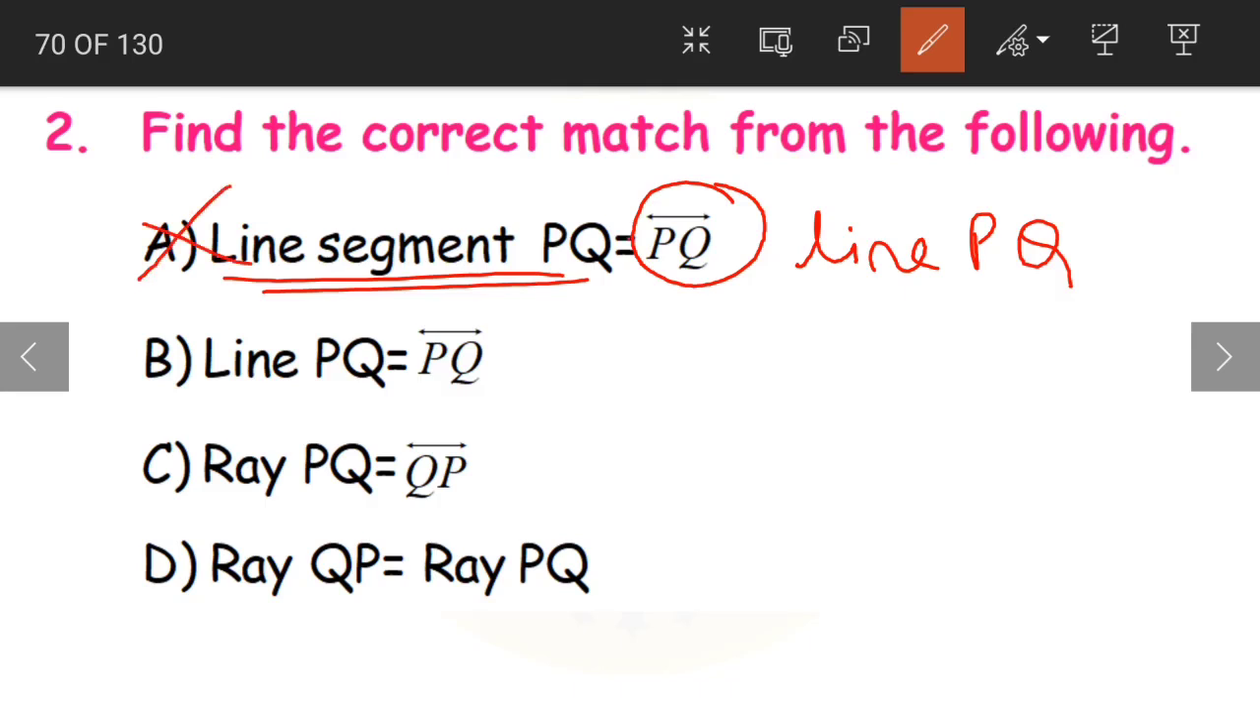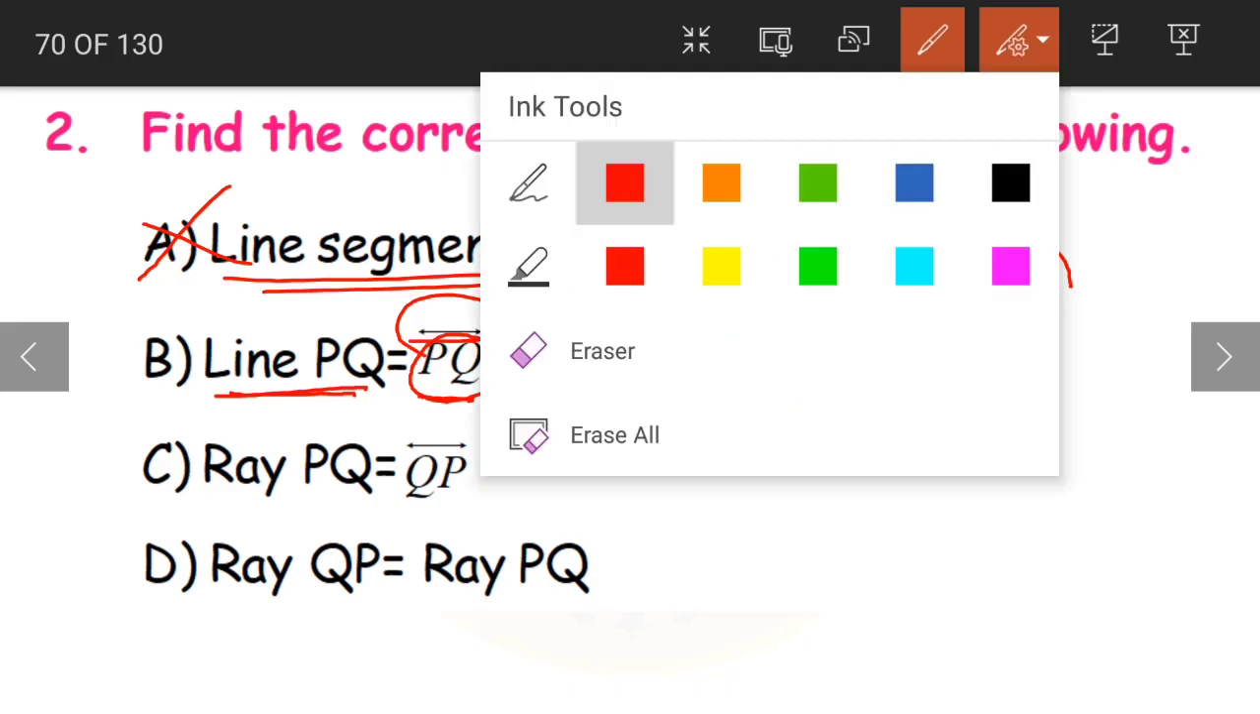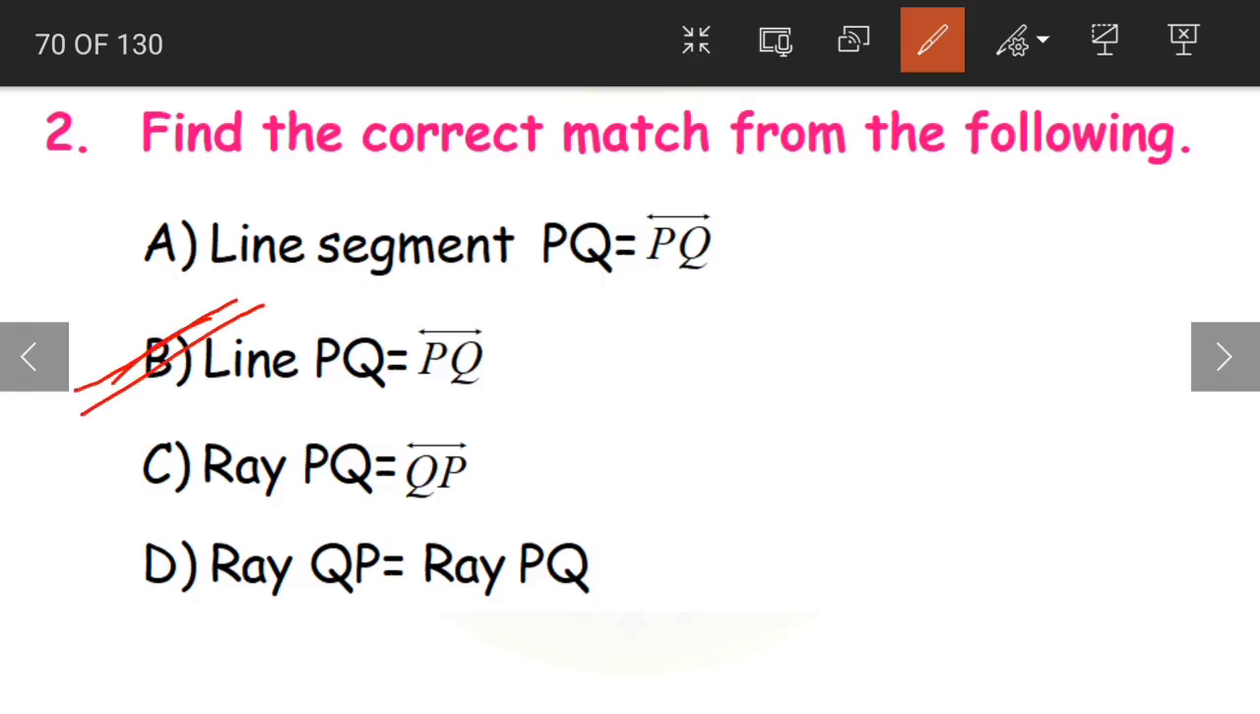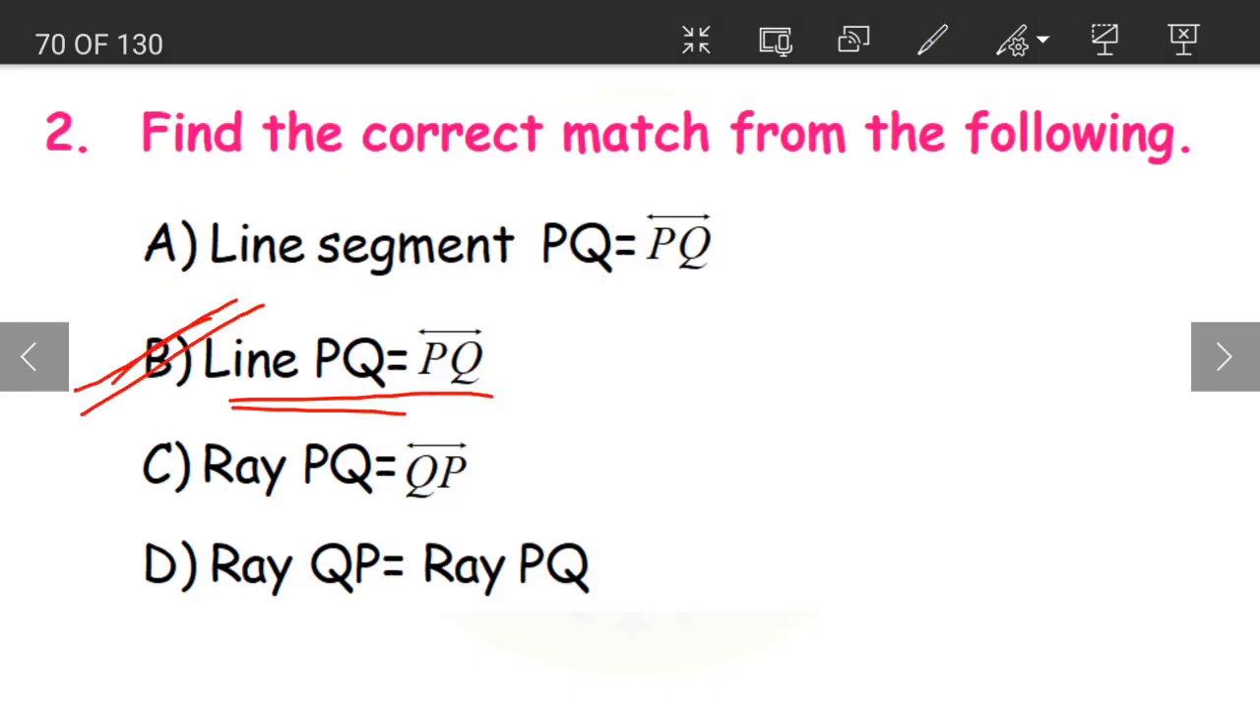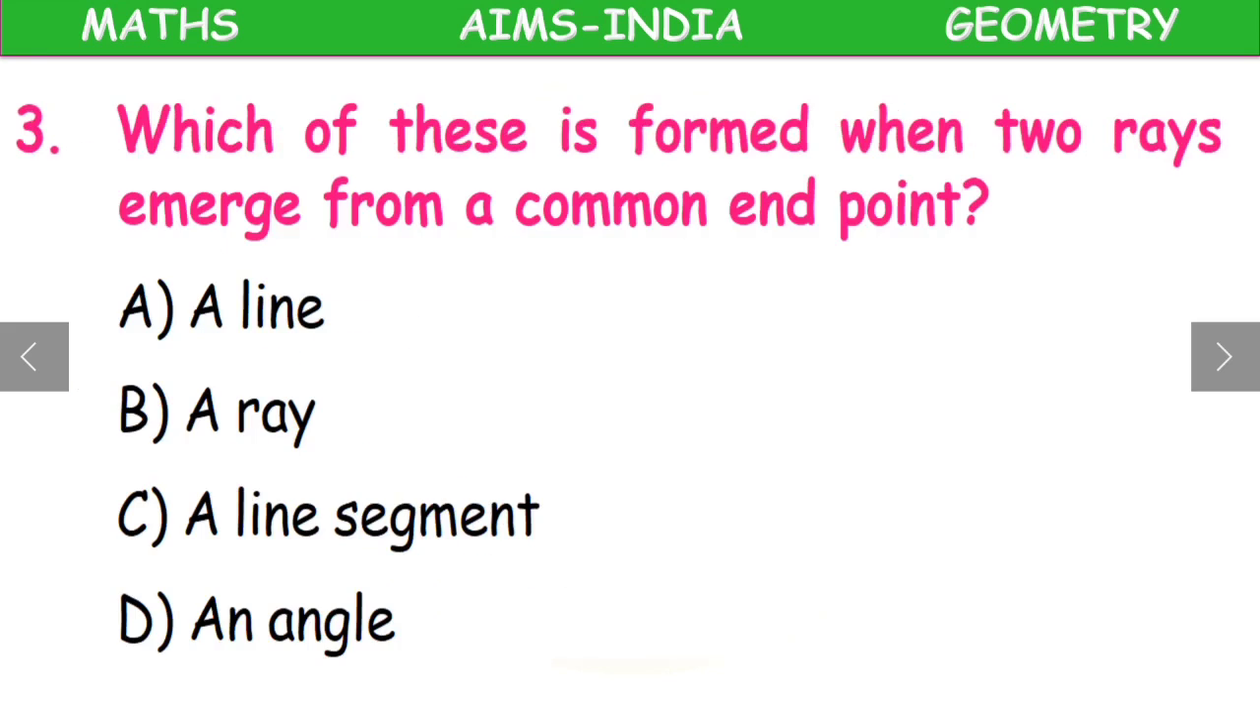Is this correct? No. Coming to option B, line PQ. Here we have line PQ, and even here we have PQ, and upon that we are having the line symbol. So both the sides are the same. This is our correct pair. So option B becomes our correct answer.